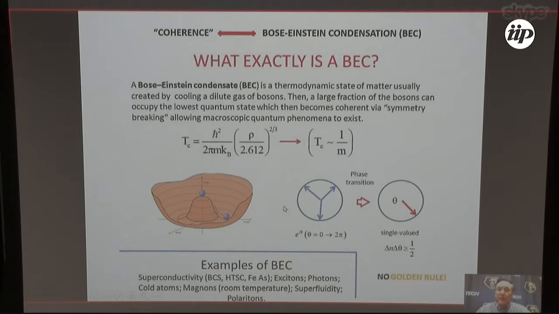Here's just another look at it. This, by the way, is a breaking of the electromagnetic field. The charge density wave is a breaking of the translation symmetry. So here we have various phases, and what a phase transition does. When we have the transition, it picks a single value, and because the value is frozen, the number of particles can vary. Some examples: superconductivity, BCS, high temperature, iron, arsenic compounds, excitons, although they do have a fairly heavy mass, photons, cold atoms, magnons, room temperature, these are spin components, superfluidity, and our polaritons. And I should mention charge density waves also.